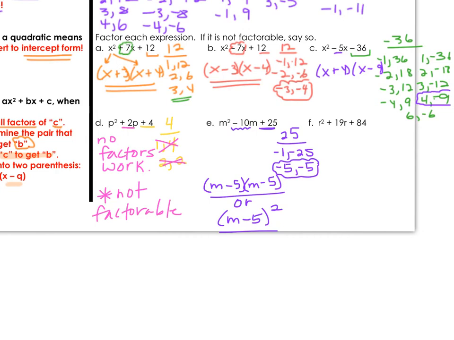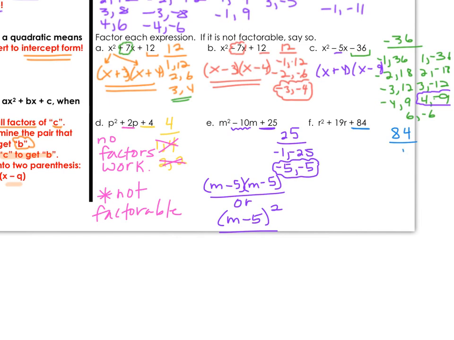Okay, final answer. Or final quadratic, I should say. What do we have? We have r squared plus 19r plus 84. Oh boy. All right, everybody, here we go. We want to split up 84 into factors of numbers that will also add to get 19. Grab your calculators if you need them. Let's start from the beginning.